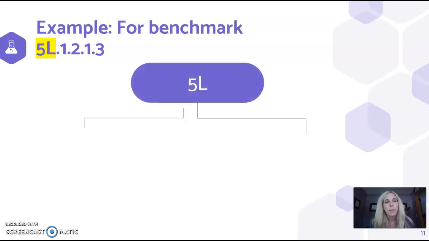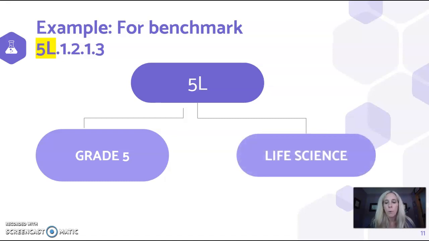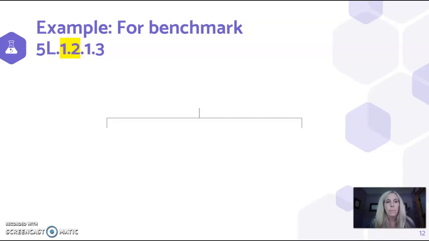I'm going to start with the beginning portion. You can see it's highlighted in yellow, and we start with 5L for this one. The 5 is going to represent grade 5. The L stands for the life science component. The middle portion of the digital code, as you can see highlighted, is 1.2. So we're going to take a look at that middle portion and what does 1.2 mean?